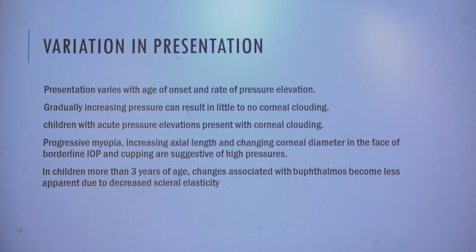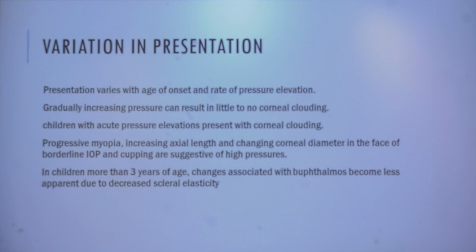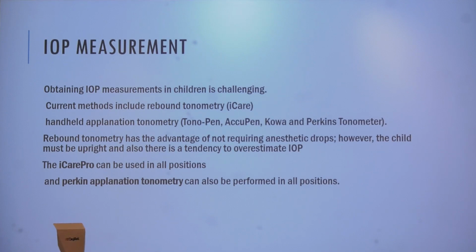So there can be a variation at presentation because of the time at which the IOP started rising, because clearly elasticity is there for the first 2 years of life. So gradually increasing pressure can result in little or no corneal clouding. Patients with a sudden rise in pressure can present with corneal clouding. Progressive myopia, increasing axial length and changing corneal diameter in the face of borderline IOP, and cupping are suggestive of high pressures. In children more than 3 years of age, changes associated with buphthalmos become less apparent because of decreased elasticity. So IOP measurement is an important factor for pediatric glaucoma, and obtaining IOP measurement in children is itself a challenging thing.